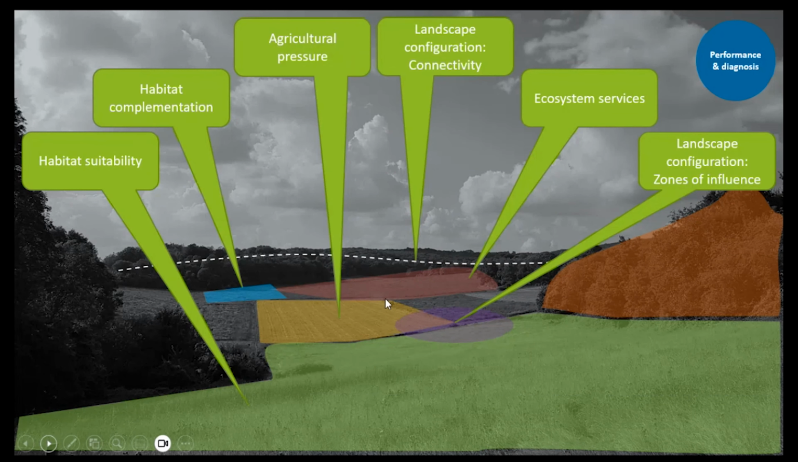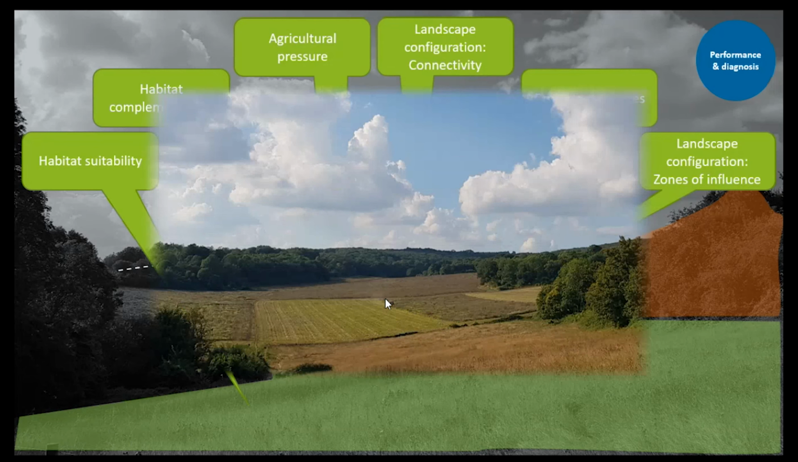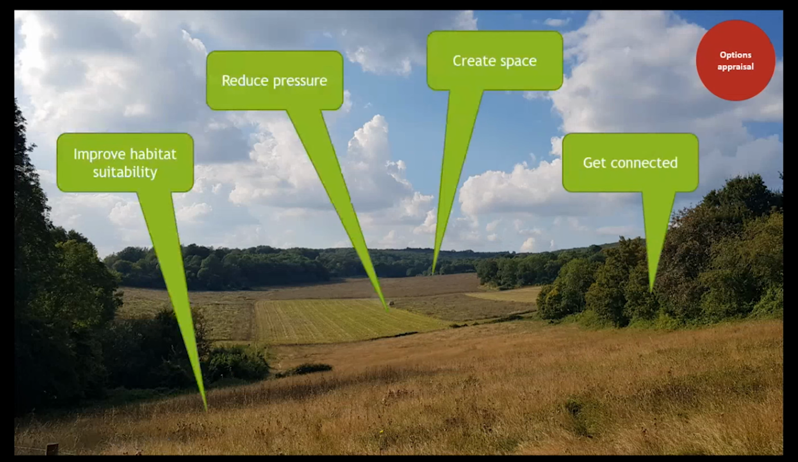And that's where we step into options appraisal. There are a number of different things we could explore, depending on what the previous analysis highlights. It might be that we need to improve habitat suitability for a particular species. We might need to reduce the pressure from agricultural activities. We might need to create space, or create new habitats. Or we may need to make sure the habitats that are there are better connected, to try and reduce the fragmentation in the landscape.